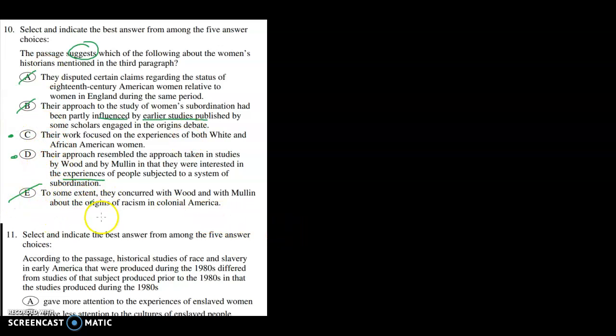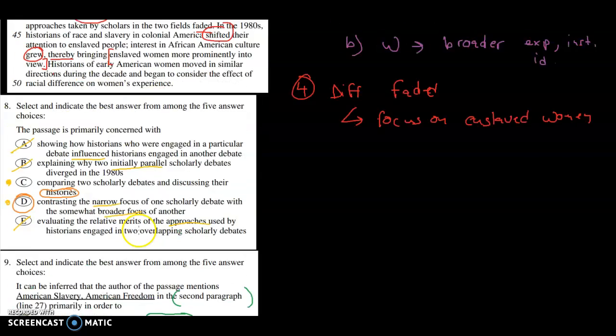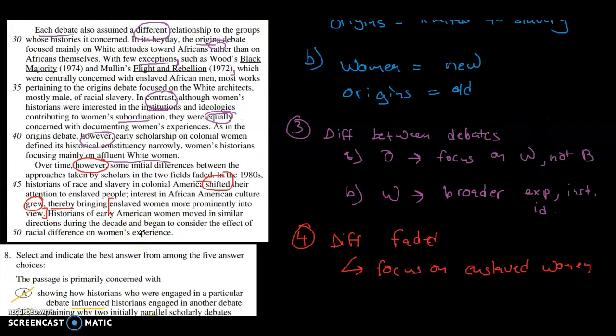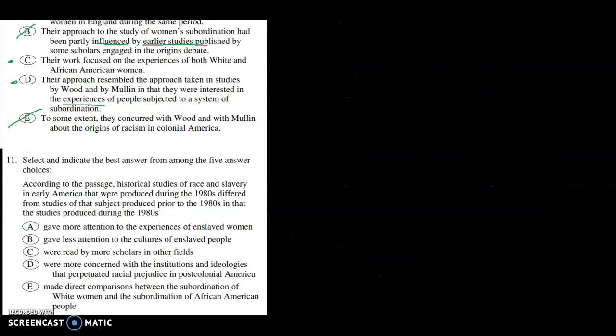If we look back over it, I'll give you a moment. You can pause the video and just sort of read over this. I think what we've got when we bring up Wood and Black, of they made a contrast, right? There's exceptions to the prevailing narrative. That's exactly what the women's debate did. So I think we've got D.